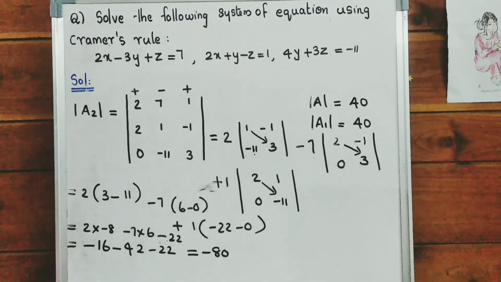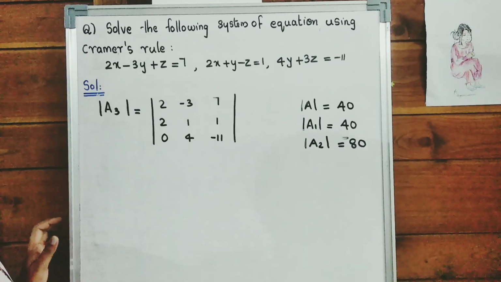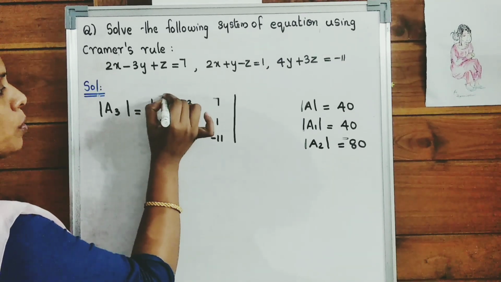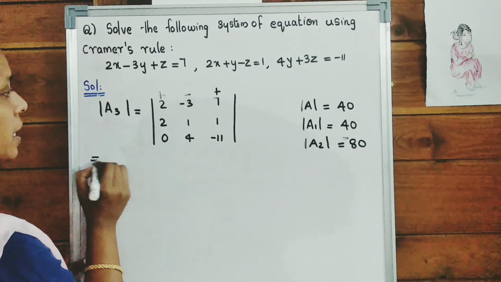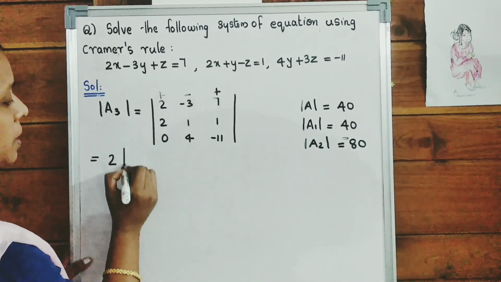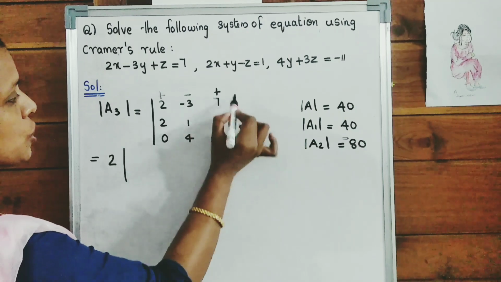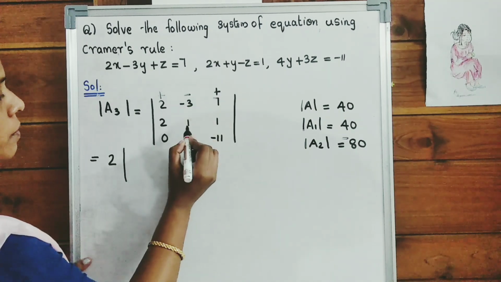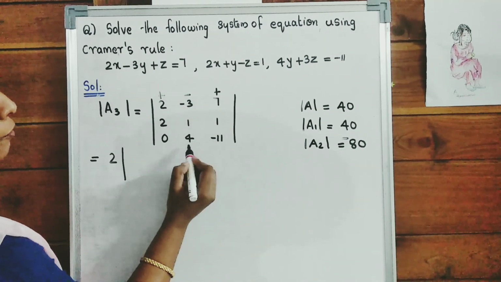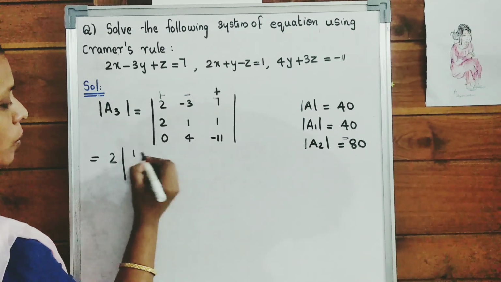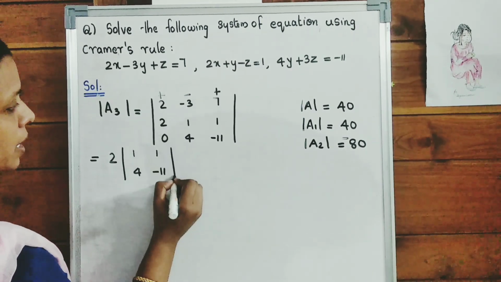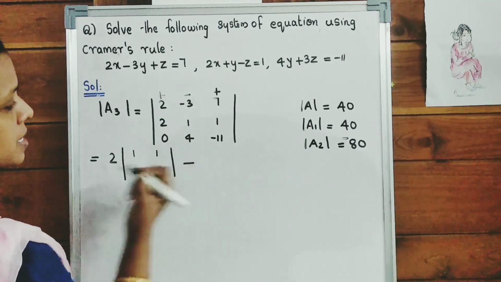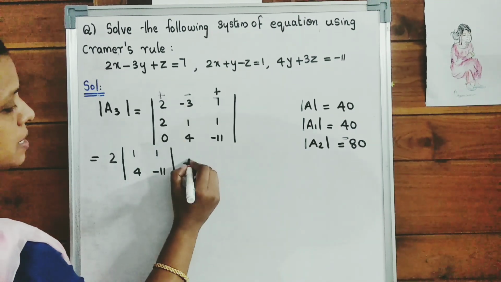Clear? Next we find determinant A3. First we assign here positive, negative, positive. Okay. Then that is equal to, we can write 2 into determinant. Here we eliminate first row and first column. We get 1, 1, 4, minus 11. Okay. Then we write minus. Here minus 3, it becomes plus 3 here.